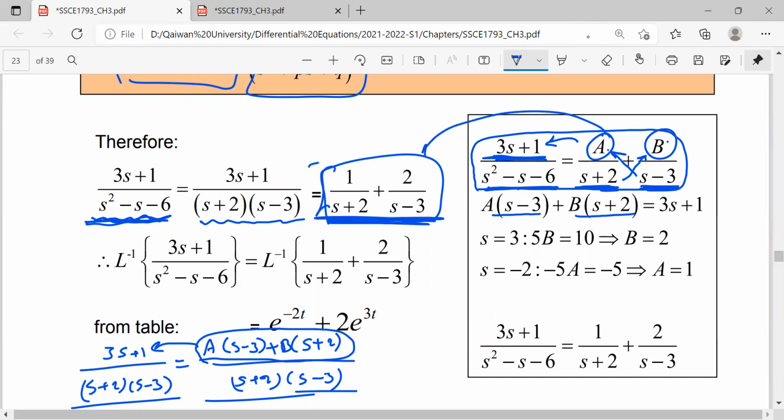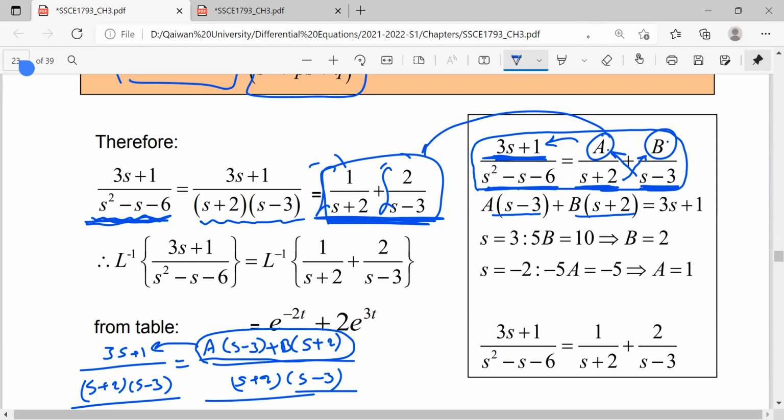It's easy to find the Laplace inverse for each of these. Each of them is an exponential function. It's exponential of minus 2t plus 2 times exponential of 3t.